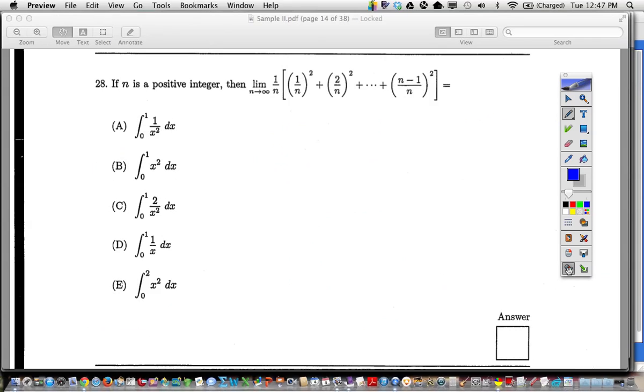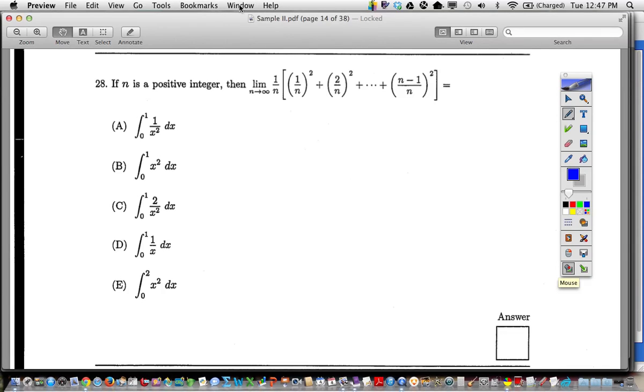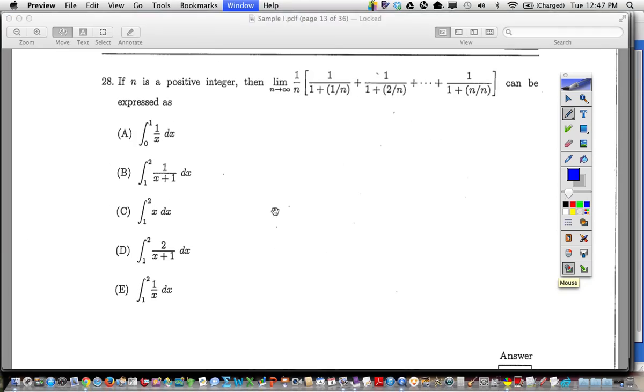All right, now go to sample 1 and go to number 28. And it's another one. Give that one a try.